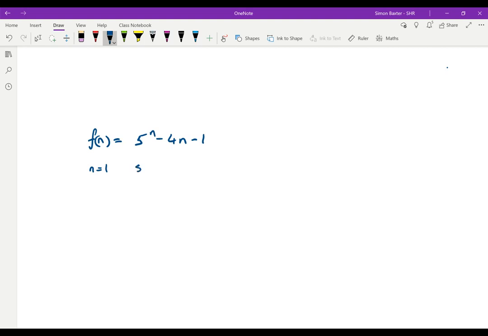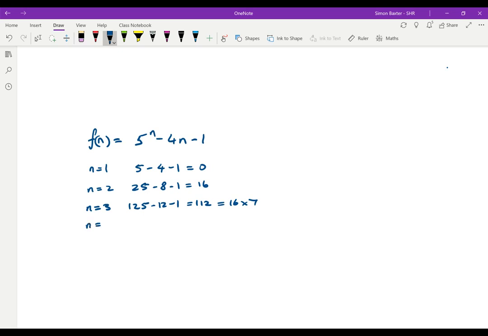If n is 1, we get 5 minus 4 minus 1, which is 0. N equals 2. 5 squared is 25, minus 2 times 4 is 8, minus 1, and that is 16. N equals 3. 5 cubed is 125, 4 times 3 is 12, subtract that and 1, we get 112. 112 is actually 16 times 7.